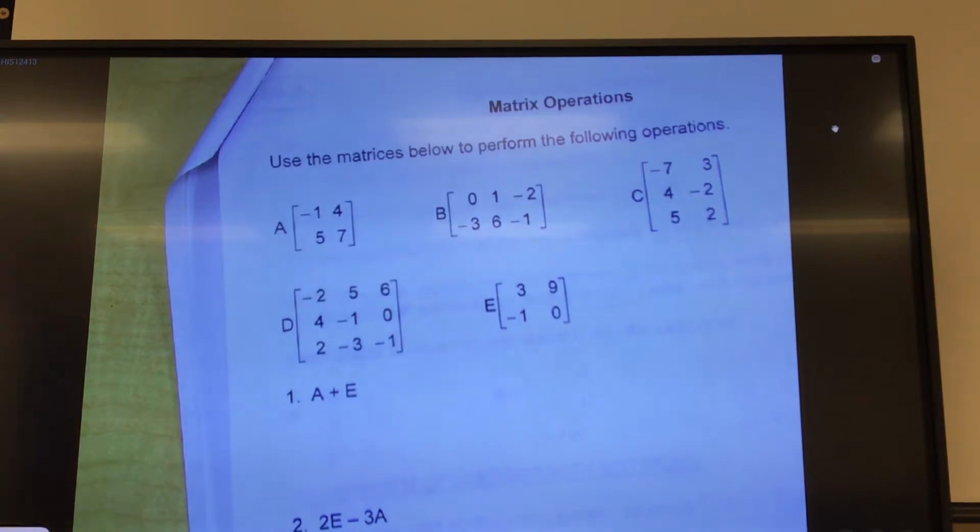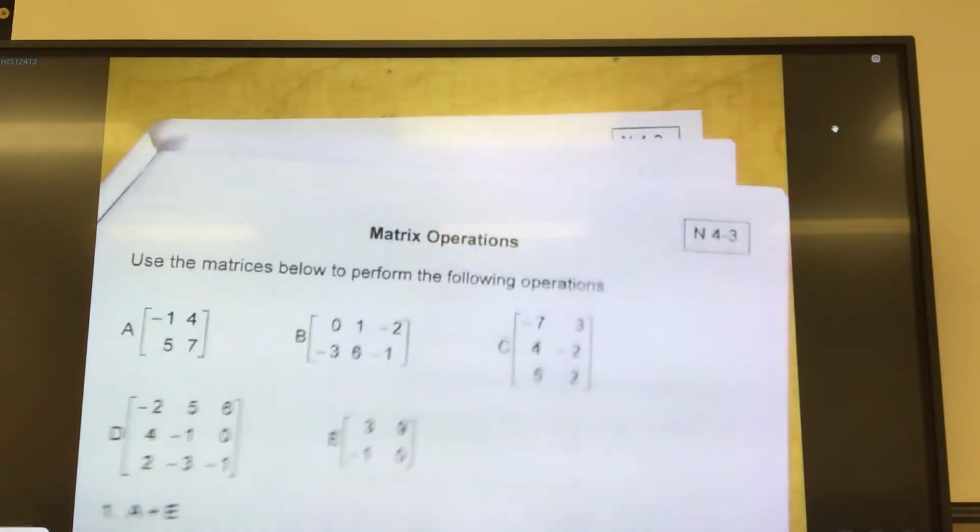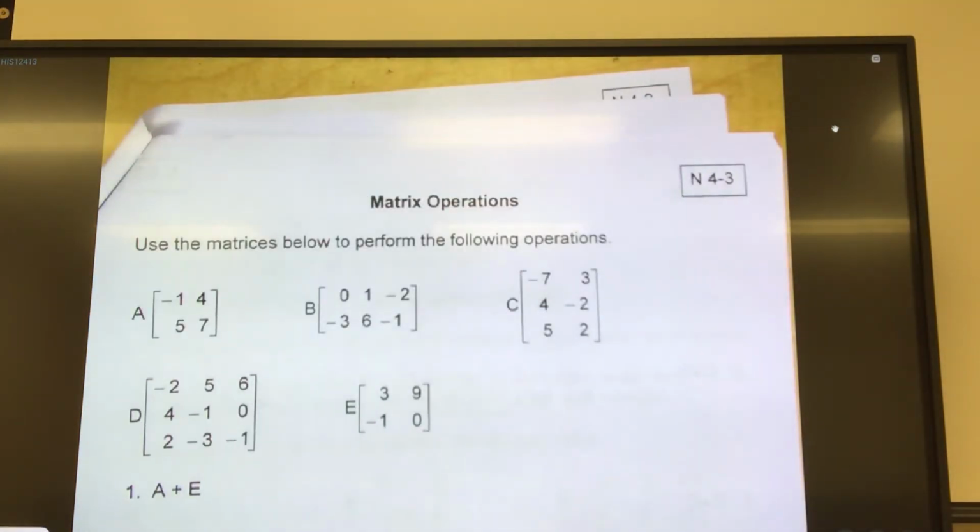Okay, this is notes 4.3. On our notes 4.3, matrix operations, we're going to start adding and subtracting, and also we'll be multiplying and distributing and doing all kinds of different operations with these. First thing we do, as with all matrices, is we label them.